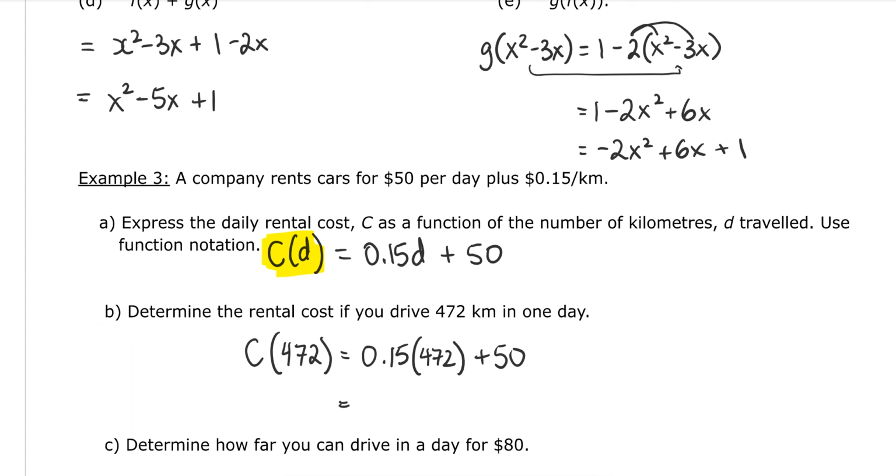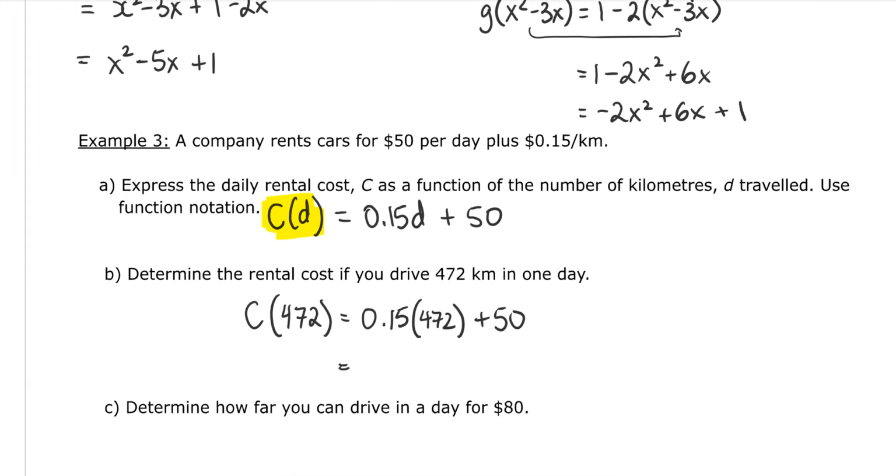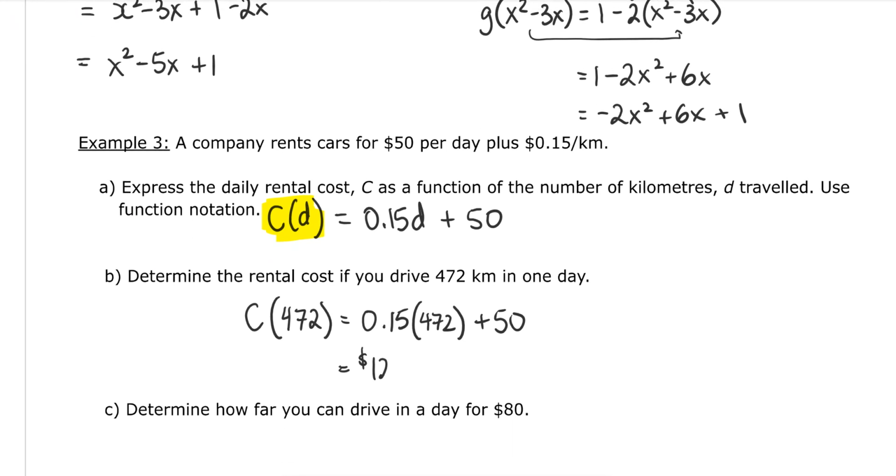And that's going to have to be evaluated. And so you might need a calculator for this one. So when you evaluate 0.15 times 472 and add 50, the end result should come out to be $120.80.